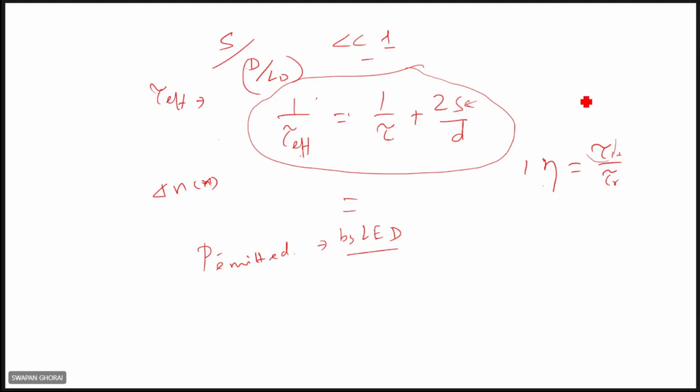So tau effective is now reduced compared to tau. Earlier we have seen eta equal to tau by tau r, but this tau will be reduced because of surface recombination. So in the internal efficiency, tau will be replaced by tau effective, which is less than tau. If you compare in this equation, tau effective is less than tau, so eta will be reduced because of surface recombination. There will be another factor, self-absorption.